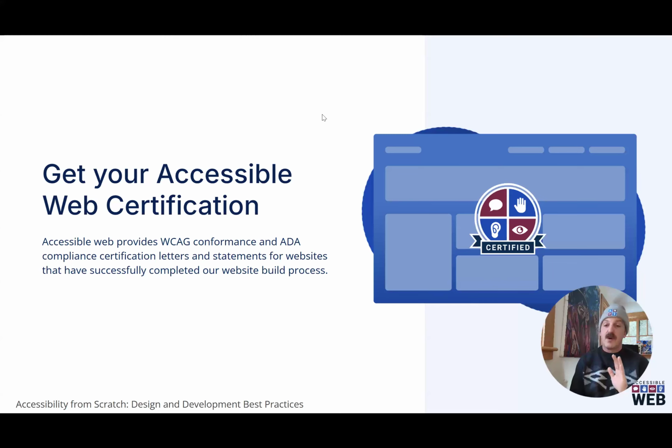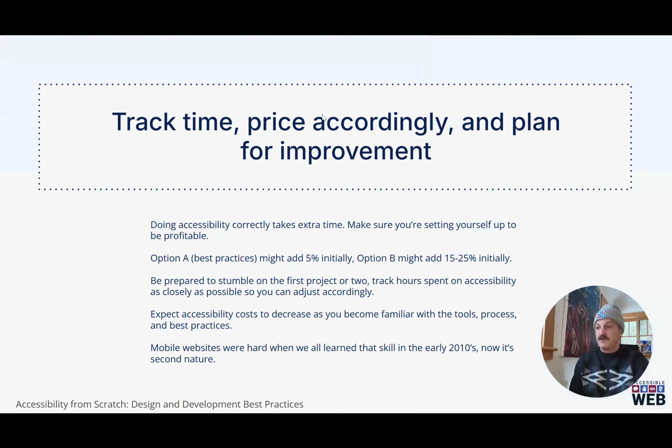So typically we require 100 of 100 automated score. We require that we've done a manual audit at these various stages and that you've remediated all the issues. We require UX testing, and then we'll write this certification letter at the end. And we also have a badge and a certification statement we can put on your client's website accessibility page.